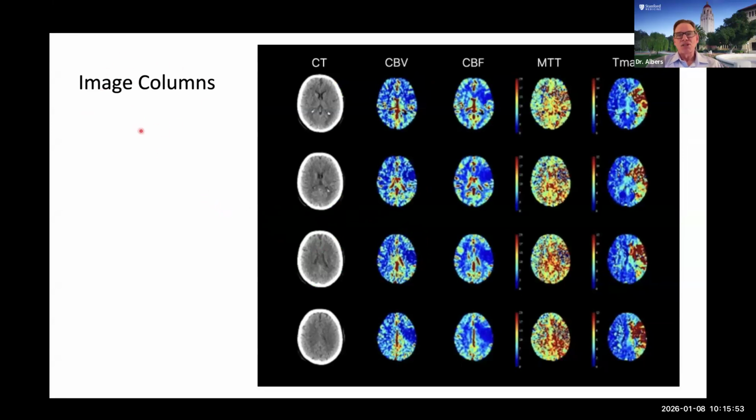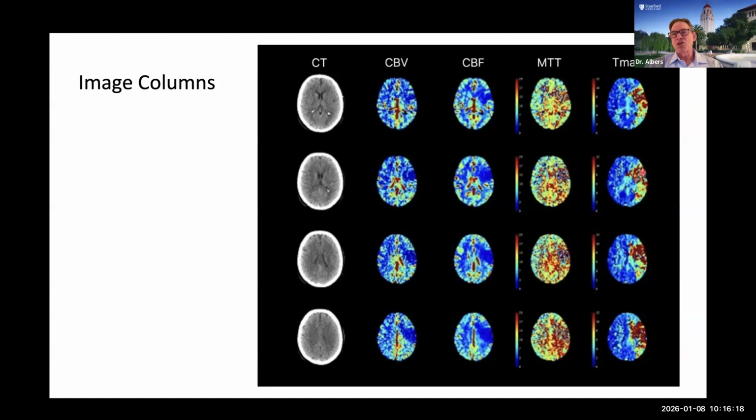Probably the most important map in all of the CTP are the image columns. Here you've co-registered the non-con CT with the cerebral blood volume, cerebral blood flow, mean transit time, and Tmax. And you can look individually to see regions of high or low volume or flow, delayed mean transit time. The mean transit time can be particularly helpful. This is the capillary transit time.